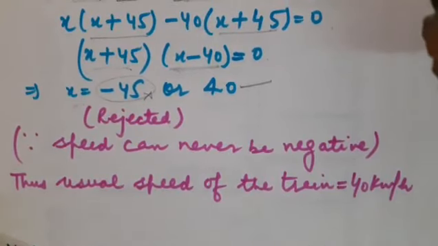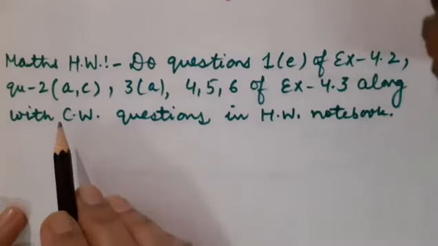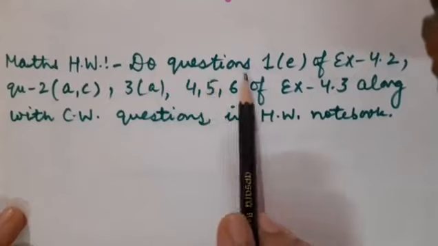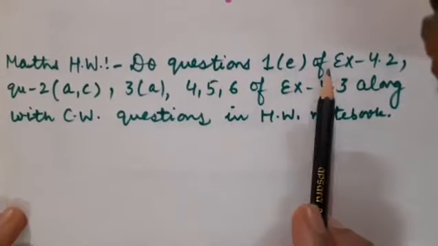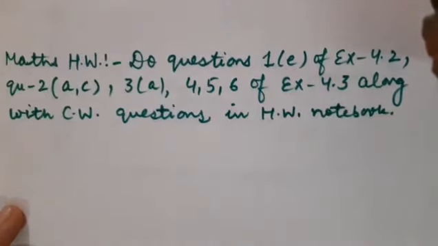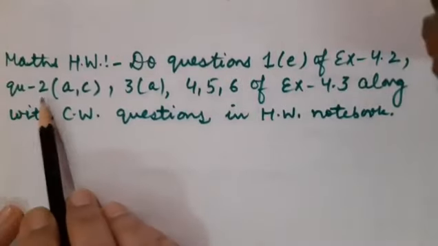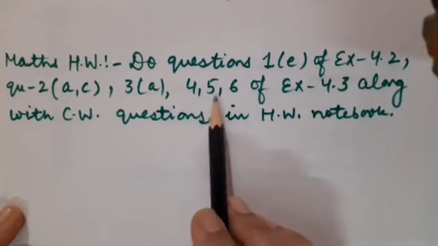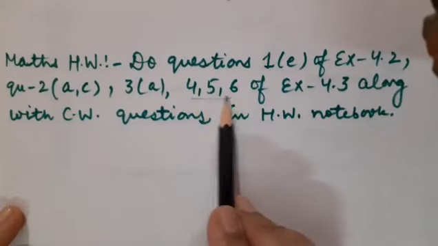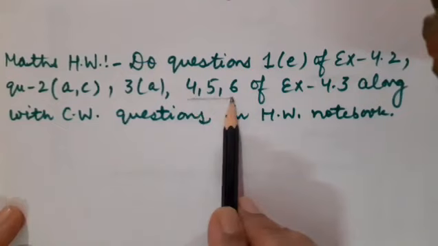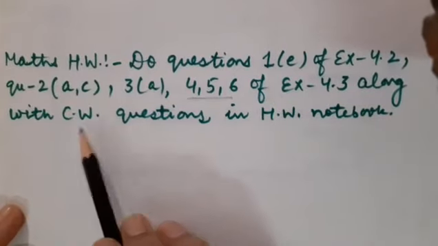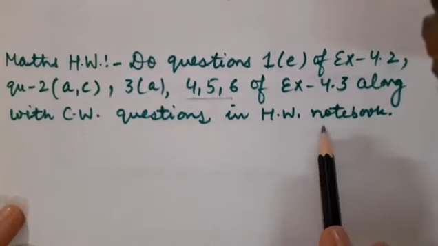Correct children? So that's it for the day. Now children, please note down your mathematics homework. You have to do these questions. First, question 1 part E of exercise 4.2. Question number 2 A and C, question number 3 A, 4, 5 and 6. These are very simple statement sums. When you read them, you will really come to know that you are capable of forming the quadratic equation very easily. Also do exercise 4.3 along with the classwork questions in the homework notebook.